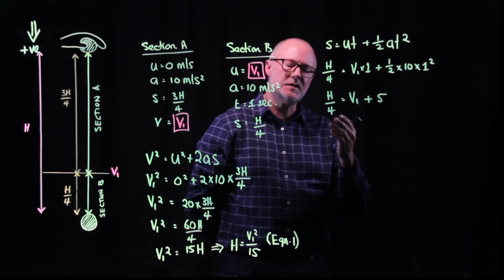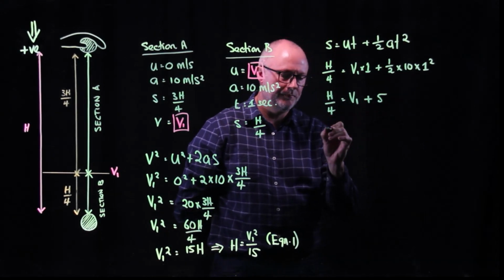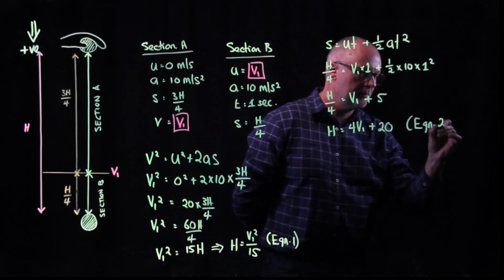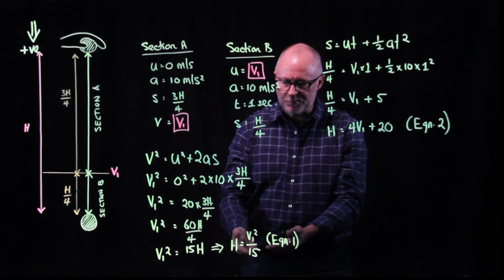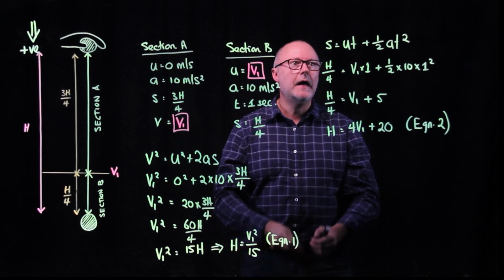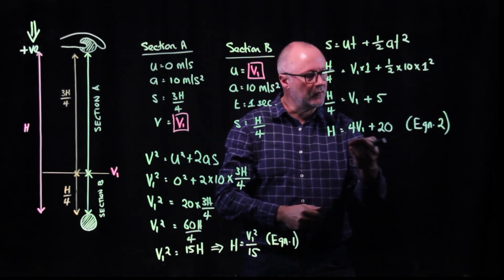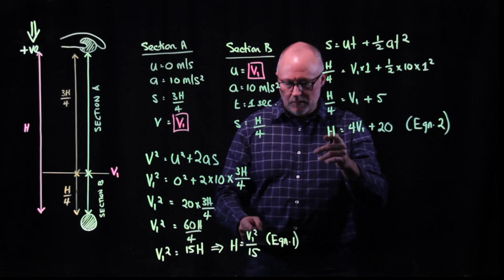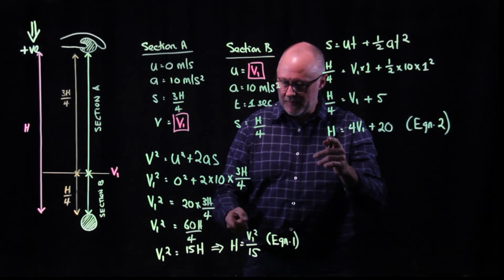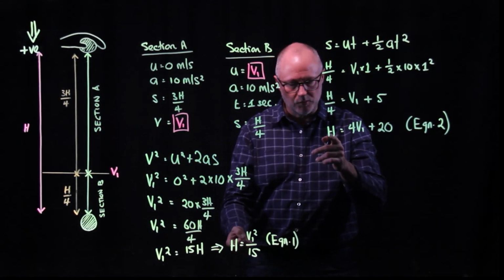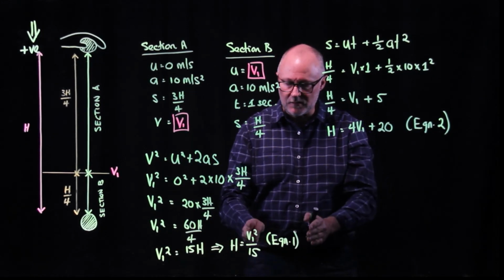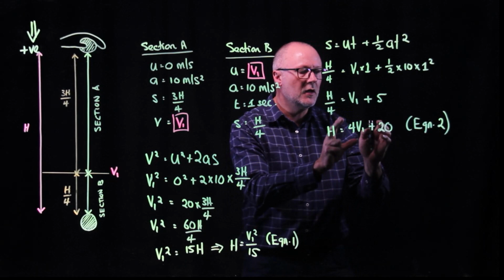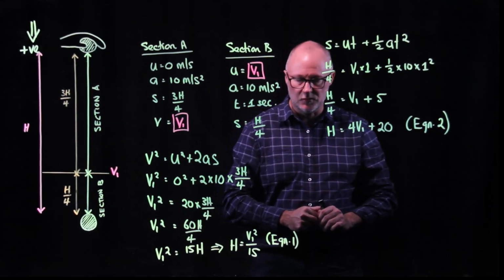Let's now simplify this by multiplying both sides by 4. And there we have it. We now have for section A a mathematical expression using h, and for section B a mathematical expression for h. If the two h's are equal, that means the left-hand sides of equation 1 and 2 are equal, so the right-hand sides must also be equal. So we're going to equate the right-hand side of equation 1 to the right-hand side of equation 2.